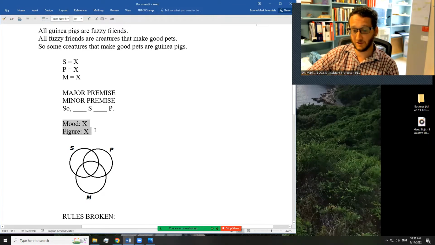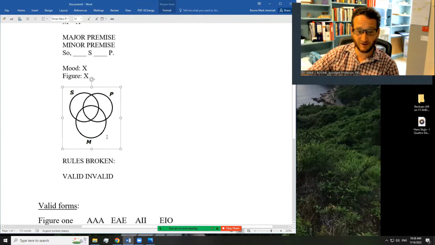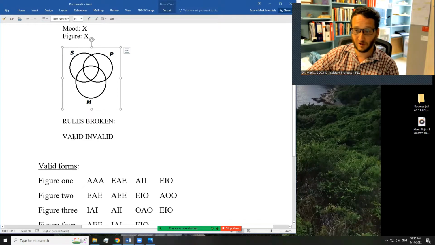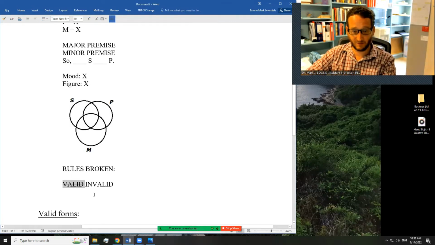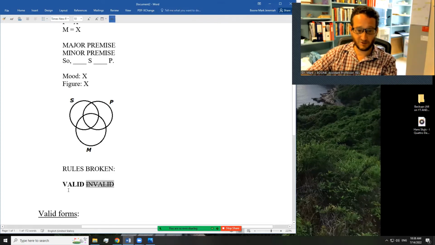Then we're going to state the mood and the figure. Then we're going to do a Venn diagram. Then we're going to see which rules are broken. And then based on all 3 of these methods, the mood figure method, the Venn diagram method, and the rules broken method, the 6 rules method, we're going to say whether it's valid or invalid. We'll cross out one of these and emphasize the other, or cross out the other and emphasize the one.